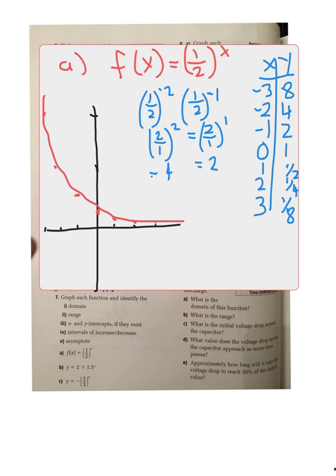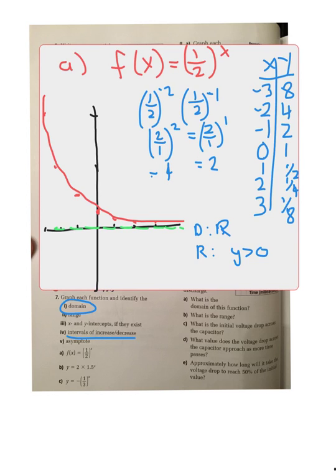Question says, find the domain. Well, the domain of this is going to be all real numbers, as a lot of these things are. Range. Well, we do have an asymptote, which is going to be y equals 0 in this case, as you can see. So therefore the range is going to be y greater than 0.